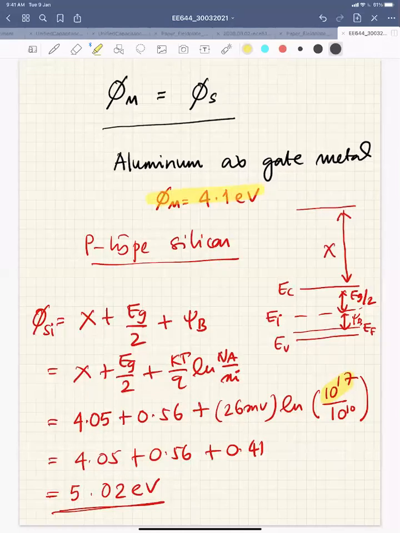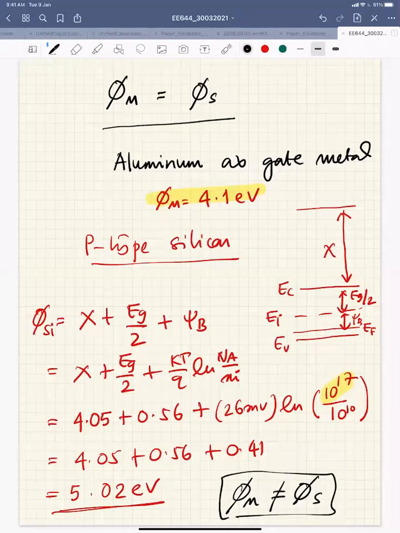work function of metal, we are using aluminum. Let's say we are using aluminum. This is around 4.1 electron volt. So your phi m is not equal to phi s, right? So phi m, if you see, is not equal to phi s. So what will be the effect if your phi m is not equal to phi s?